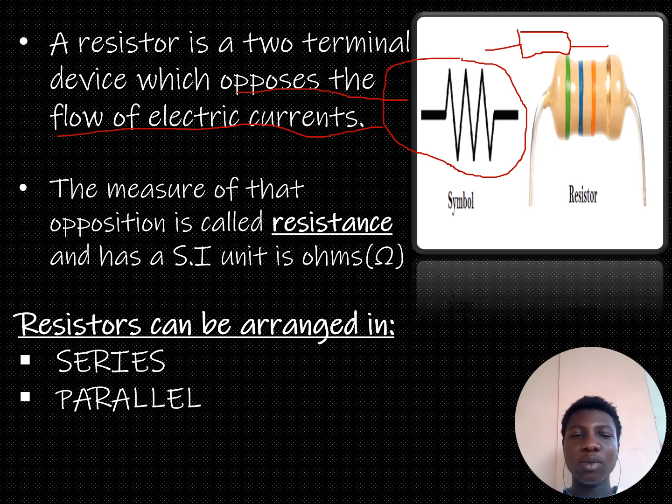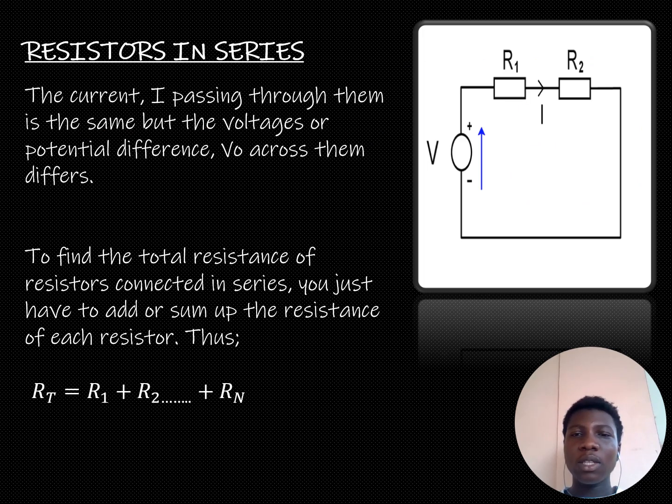So let's move on to our main topic, resistors in series and in parallel. Let's take the series first. This is how a series connection of resistors looks like. As you can see, the same current will pass through I1 and I2. So the current I passing through them is the same, but the voltages or the potential difference across them differs.